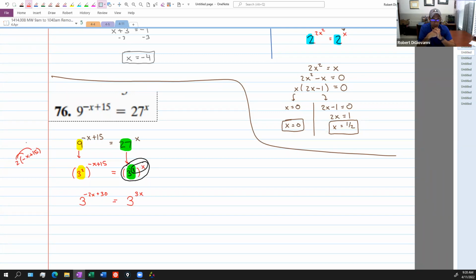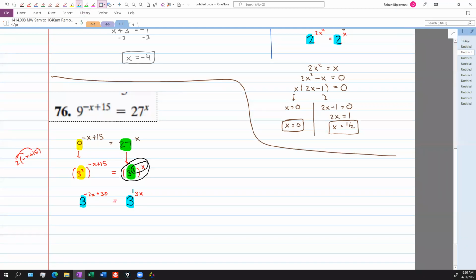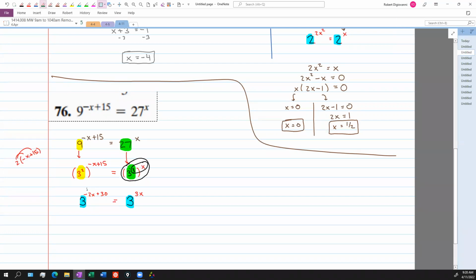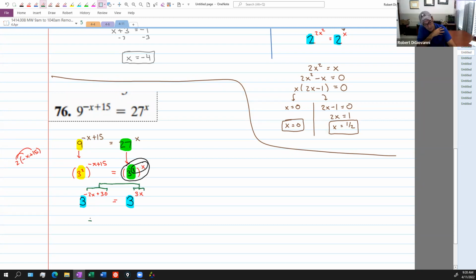Very good. Now that they both have the same base, right? They both have the same base, everyone. So Diego, you there? Yes, sir. Okay, what do we do now since they both have the same base? You set the powers equal to each other. Set the powers equal to one another. All right, so we set negative 2x plus 30 equal to 3x. And then we solve this, right?